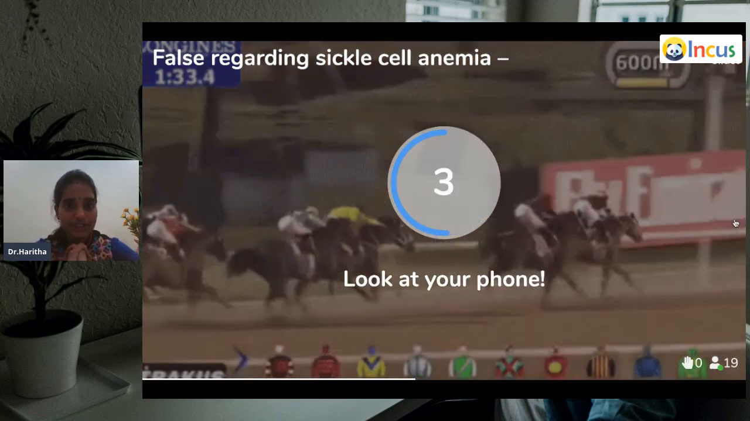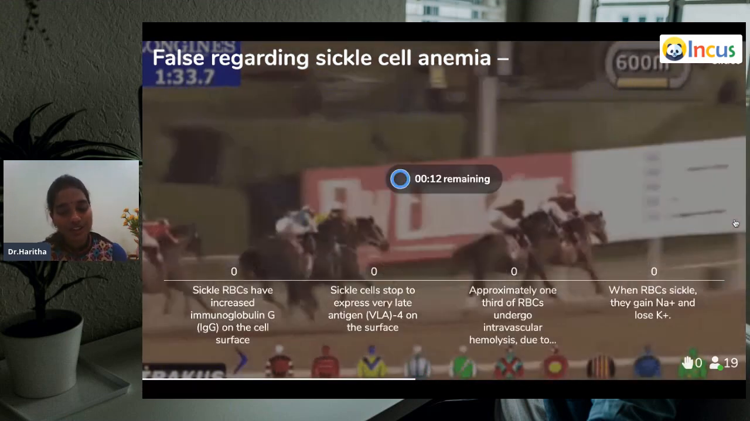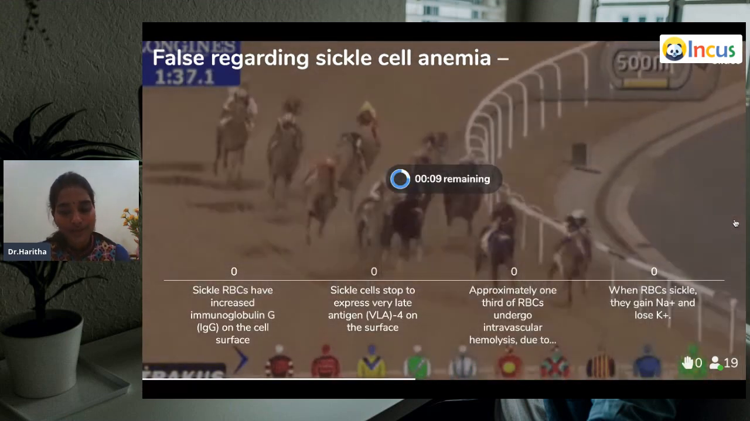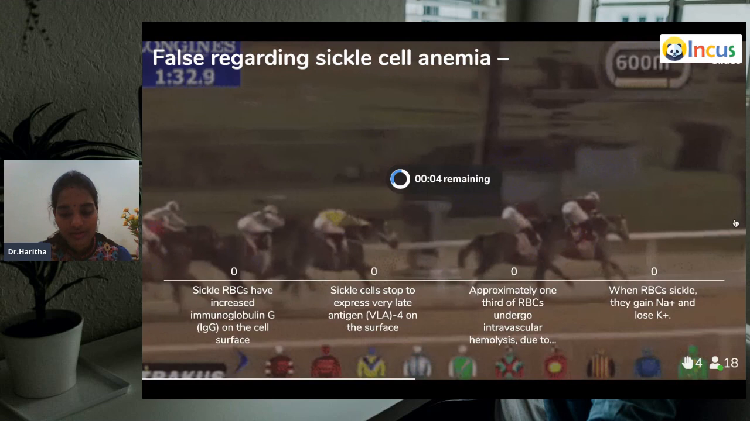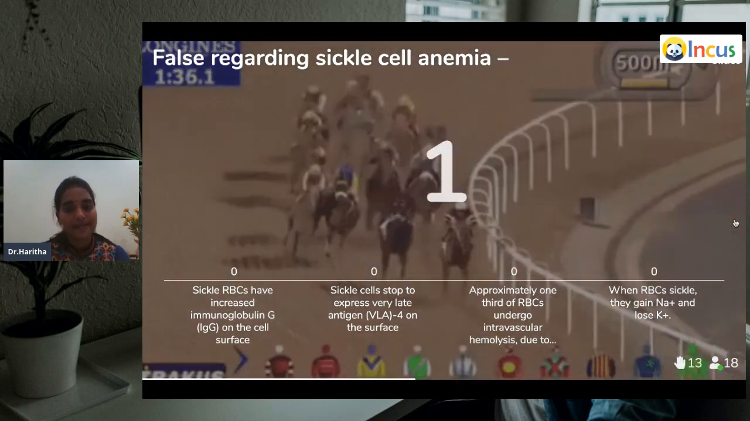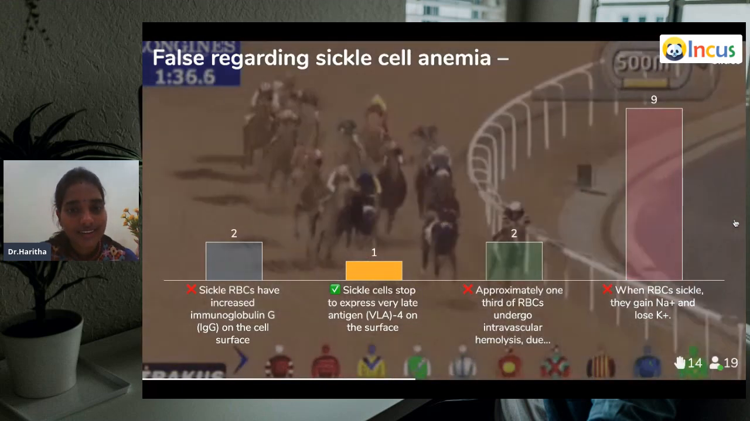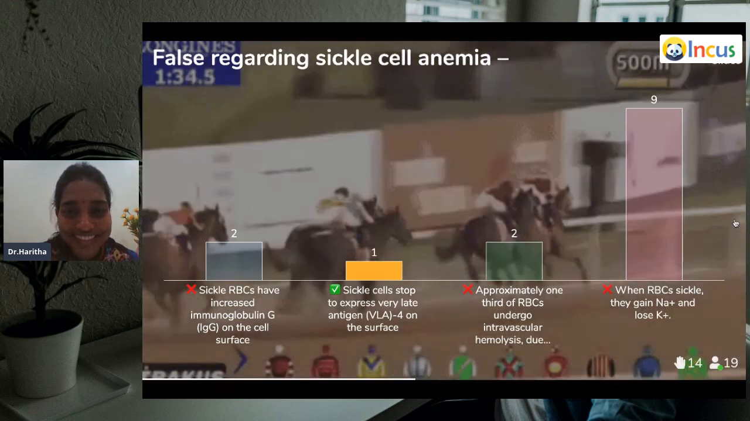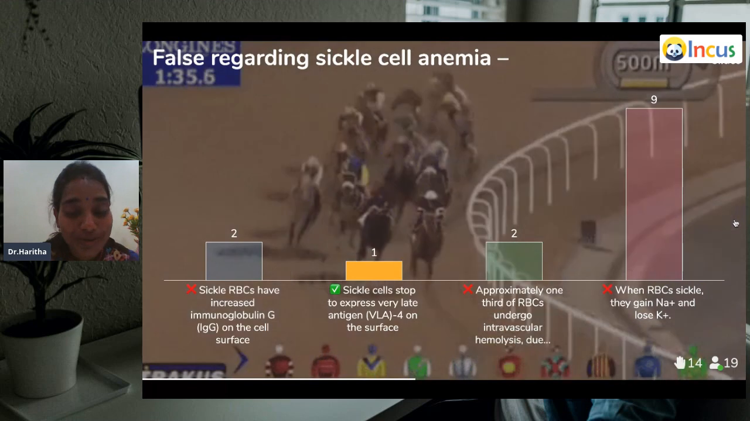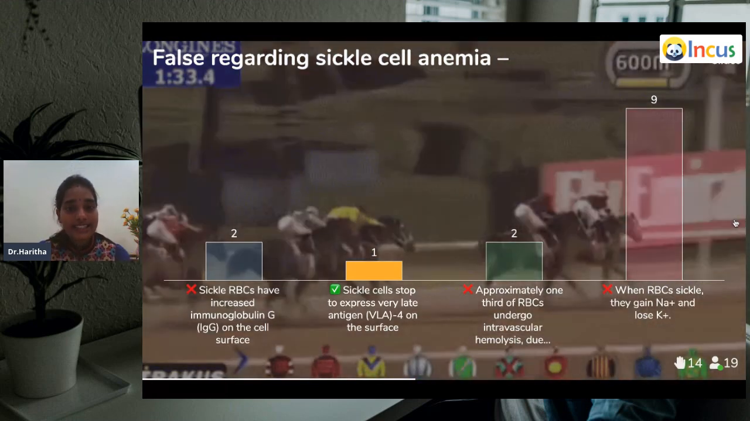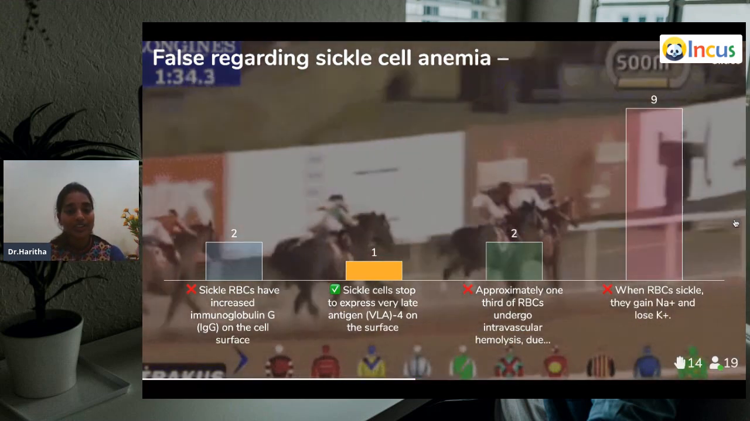Sickle cell anemia. What is false regarding sickle cell anemia? Sickle cell RBCs have increased IgG on the cell. Sickle cells stop expressing very late antigen on the surface. Approximately 1/3 of RBCs. I think you should tell this right. What is false regarding sickle cell anemia? This question filtered the cream off. Sickle cells, they don't stop expressing it. They do express this very late antigen. Okay.